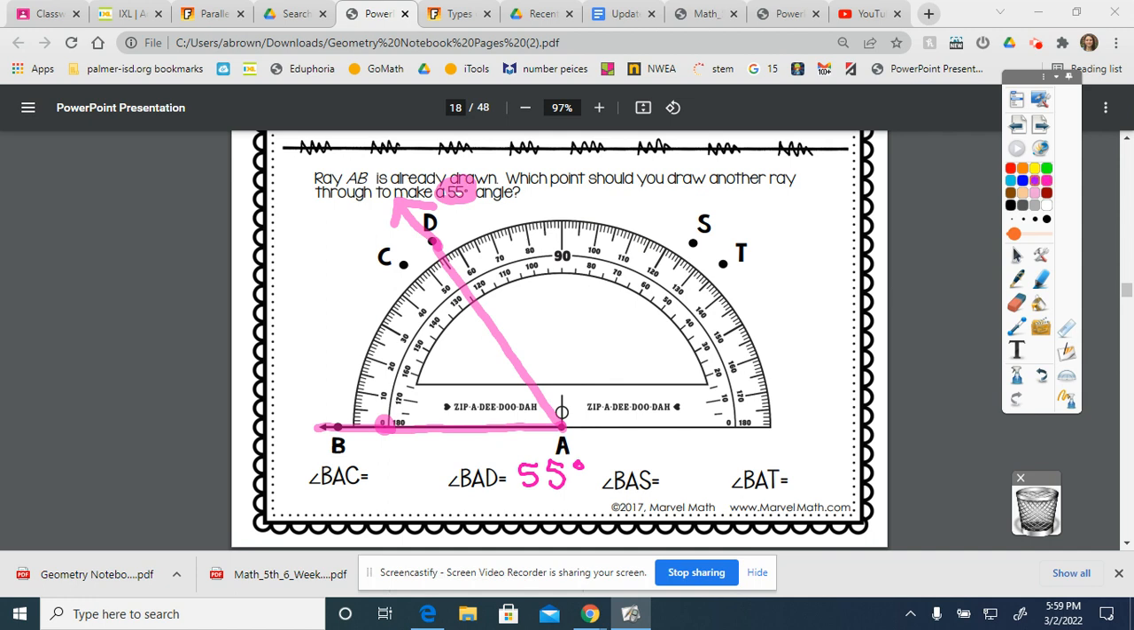What would this angle be if we had drawn the ray through C right there? Well, that's between 40 and 50, so that one would be 45 degrees for BAC. And then if we had taken it over to S right here, we're between 120 and 130, so that's 125 degrees. And then our last one here at point T is between 130 and 140, so 135 degrees for angle BAT. Okay. All right, one more page today.